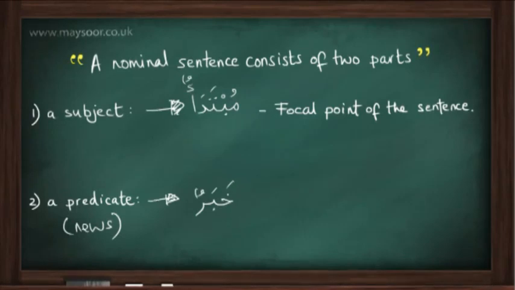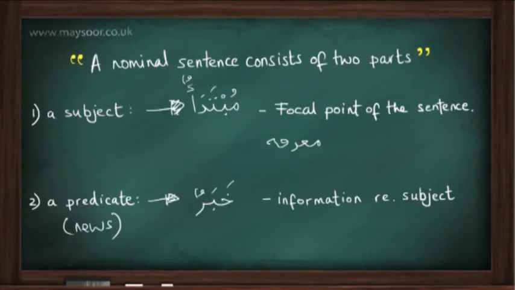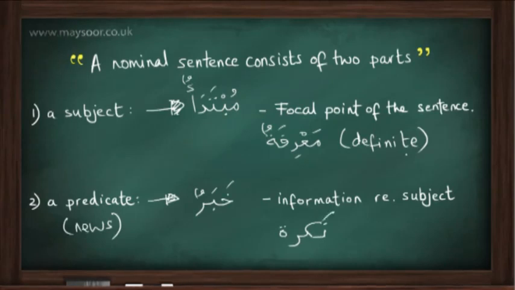Now, the khabar or the predicate actually gives us information regarding the subject. As for the subject of a jumalatun ismiyatun, then it is usually ma'rifa, which means definite. Whilst the khabar, on the other hand, is usually nakira, which means indefinite.